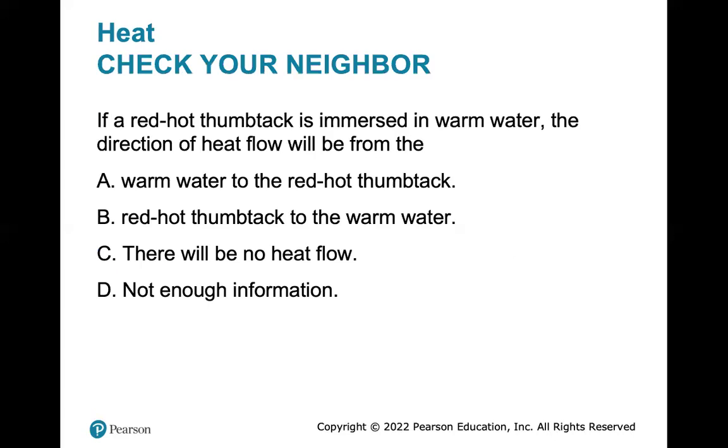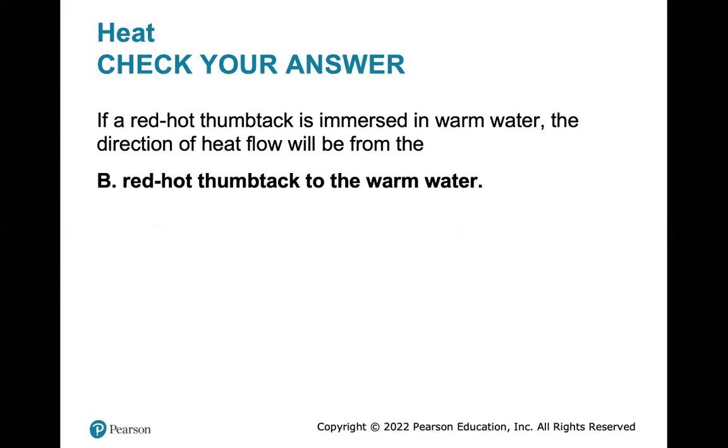So if a red hot thumbtack is immersed in warm water, the direction of heat flow will be from the warm water to the red hot thumbtack, the red hot thumbtack to the warm water, there will be no heat flow, or not enough information. Well, in this case, from what we just learned, it always goes from the higher temperature to the lower temperature. So the red hot thumbtack is transferring heat to the warm water.